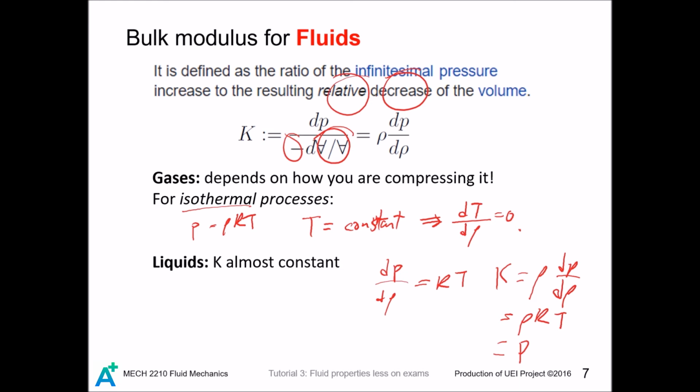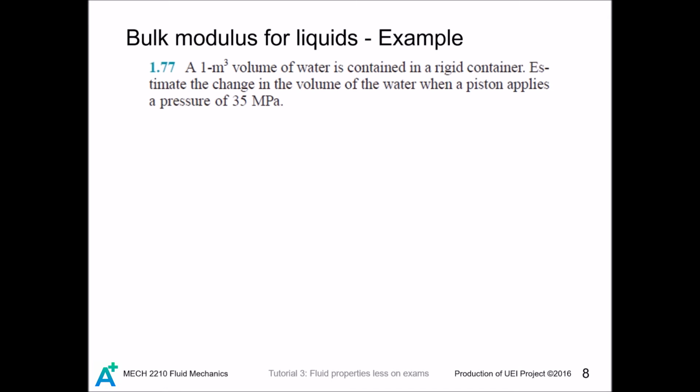But if the fluid is a liquid, then its bulk modulus is more or less constant. So let's do a quick example about that. In the textbook, the bulk modulus of water is K equals 2.15 gigapascal. From the definition of bulk modulus, we have K equals negative dP over dV divided by V. But this is actually a differential equation.